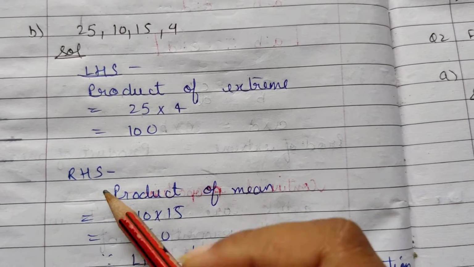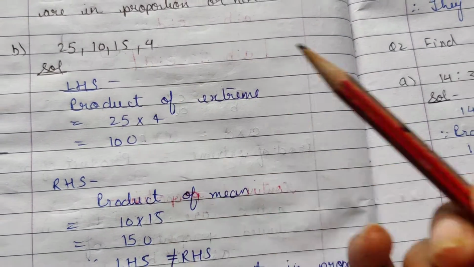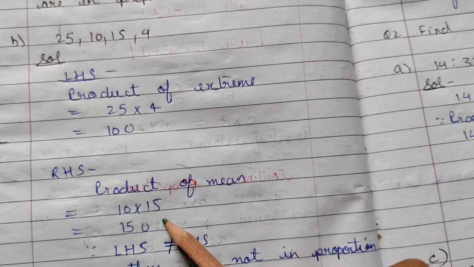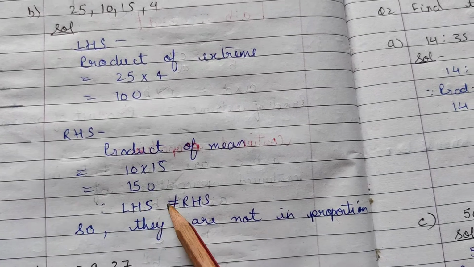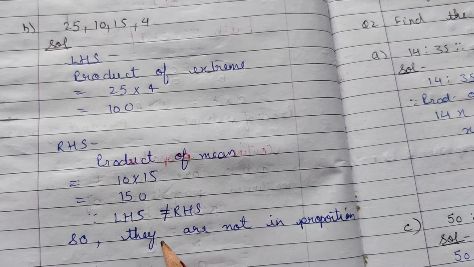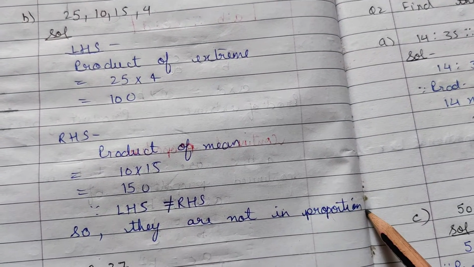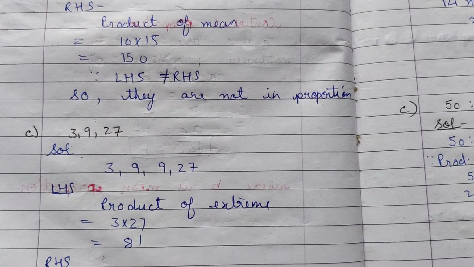Then come to RHS, that would be the product of means. To find that, we will multiply 10 and 15. 10 into 15 is 150. Now see, the products are 100 and 150. Since the products are not the same, we will write LHS is not equal to RHS. So you can write that all the 4 numbers 25, 10, 15, 4 are not in proportion. Okay, moving to the next part of the same question.